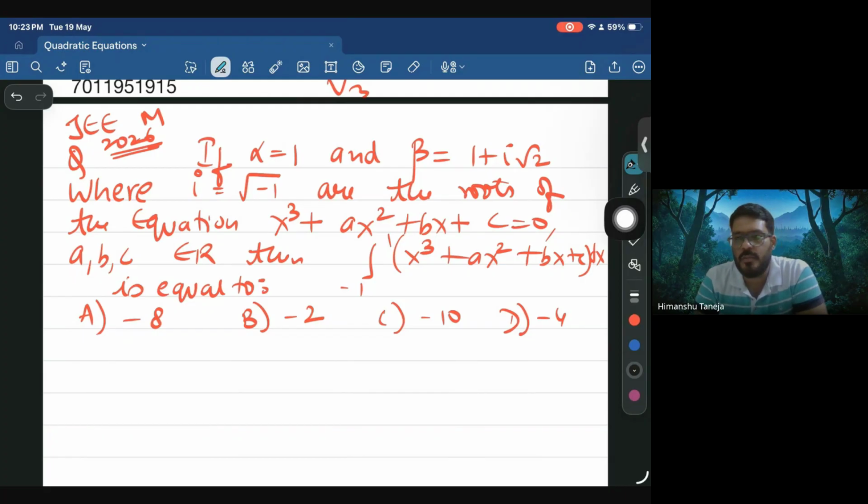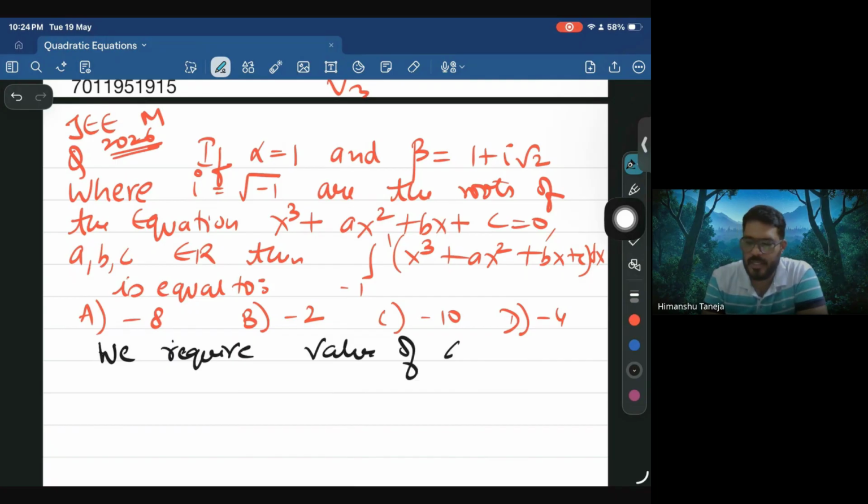x cube plus a x square plus b x plus c is equal to 0, where a, b, c are real numbers, and what is the value of this integral? Solving this integral is pretty easy, but the challenging task is that of the quadratic equation. The basic knowledge that we require here for finding out the values of a, b, c lies in these particular roots that are present in this equation, that is alpha, beta, and the third one, which is gamma. So we require to find out the value of a, b, and c.